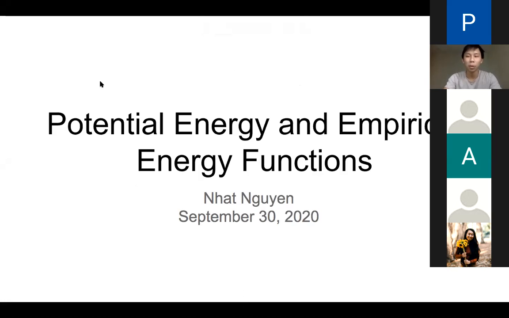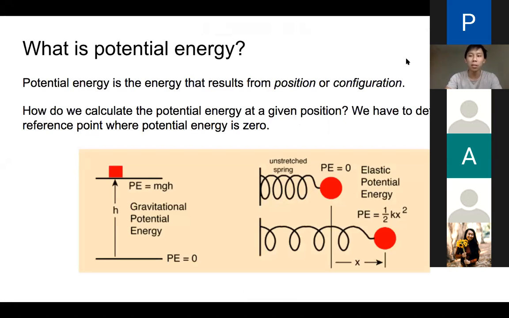Okay, thank you. So today I'll be talking about potential energy and empirical energy functions. So first, what is potential energy? Potential energy is energy that results from the position or the configuration.